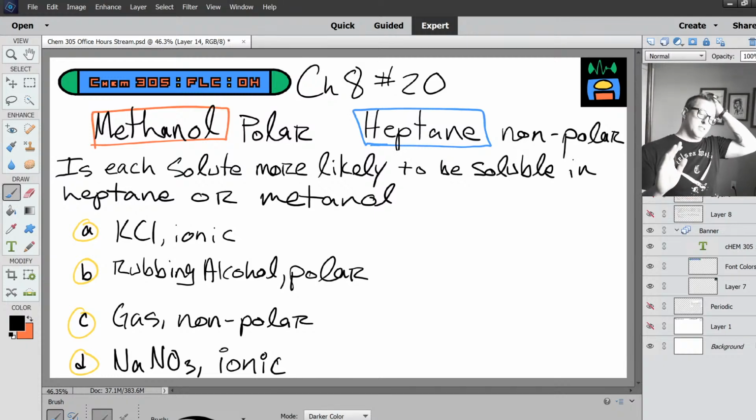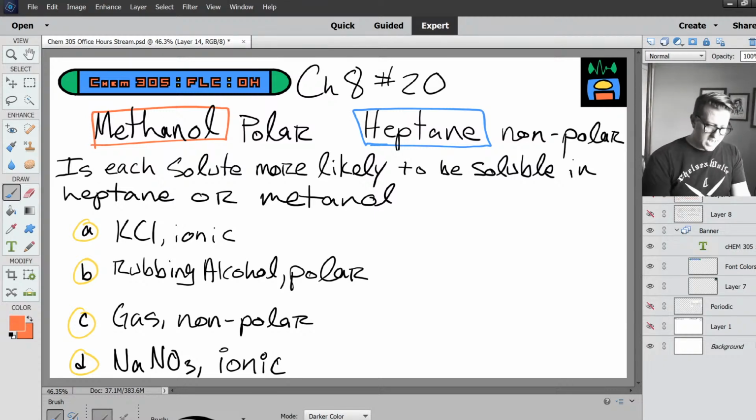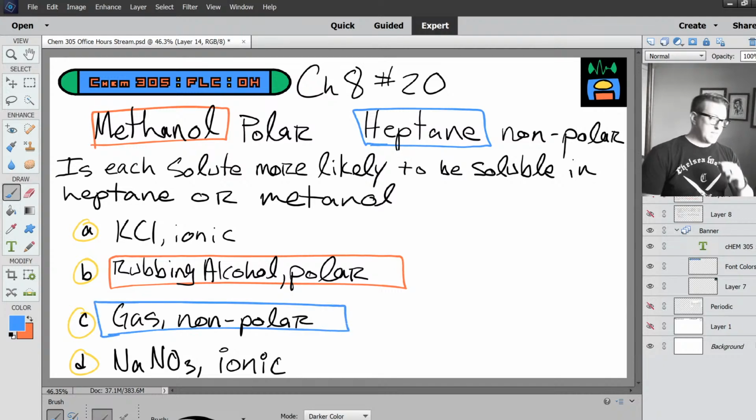Okay, so let's answer this. And I'm going to box this in salmon for methanol, blue for heptane. So the thing is, like dissolves like, right? So right out of the gate, we know that something that's polar will be soluble in methanol. Something that's non-polar will be more soluble in heptane.